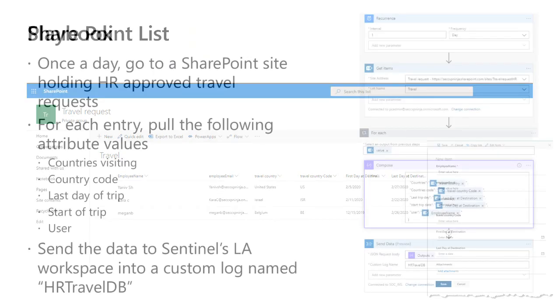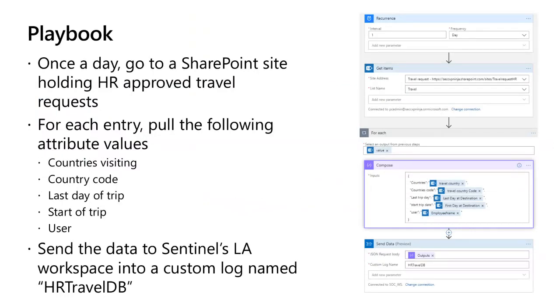So when we create a playbook, what we're going to do is, once a day, go to that SharePoint site that's holding all the HR approved travel requests and pull that information in. We're going to pull in all the countries that we're visiting, the country code, the start of the trip, the end of the trip, and who the user is. And we're going to add it to a Sentinel Log Analytics workspace under a custom log named HR Travel DB.